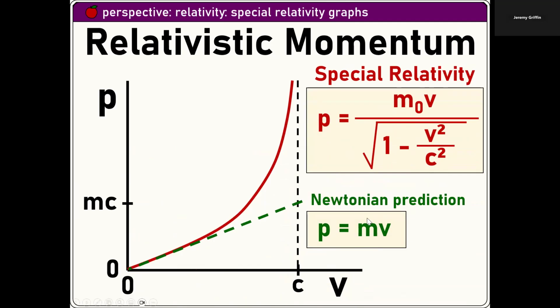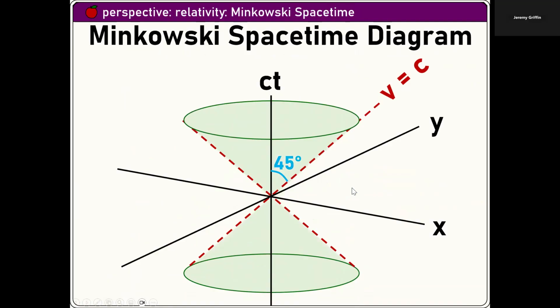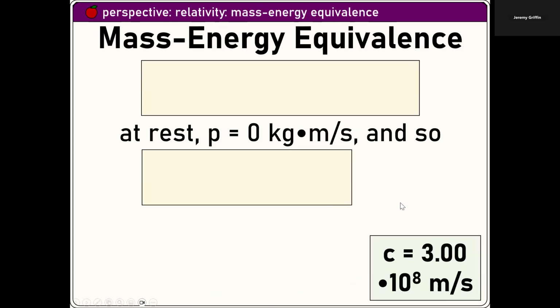Here's what Newton predicted. Here's what Einstein says is actually going on. We've got Minkowski space-time. What can affect you in the past, and what can you affect going forward in the future? And then anything outside those green cones is beyond cause and effect.